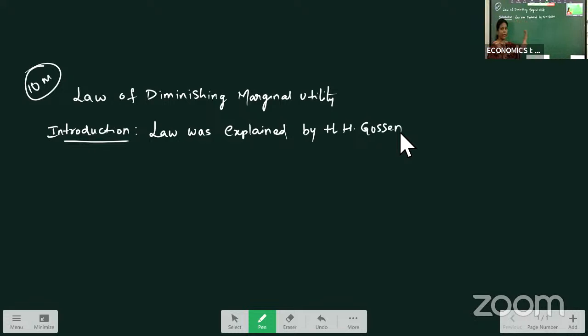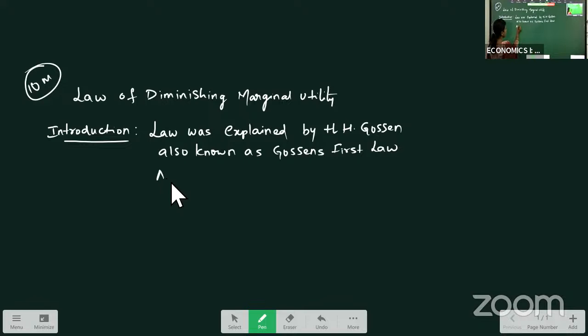This law was explained by H. Gossen, and it is also known as Gossen's first law, because it is the basic law of economics on which all other laws are based. So it is also known as Gossen's first law.